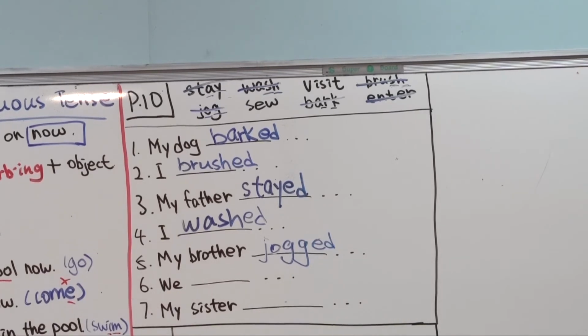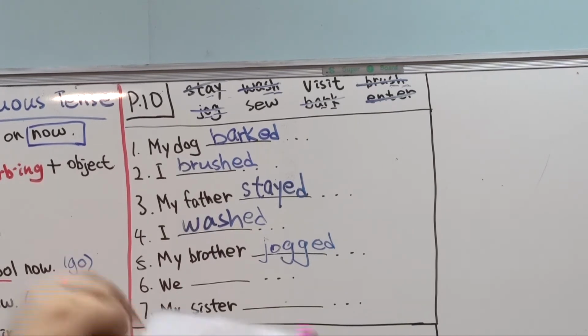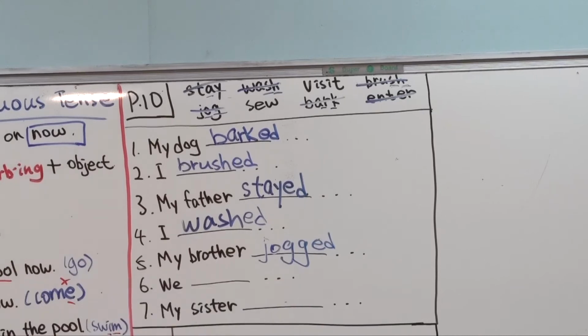Number 6, we watched our grandparents last week. We can't sew, right? Do you know what is the meaning of sew? Sew means you pick up a needle and a piece of cloth and you do something on it, just like the picture in the last question. Okay, that is for sew.